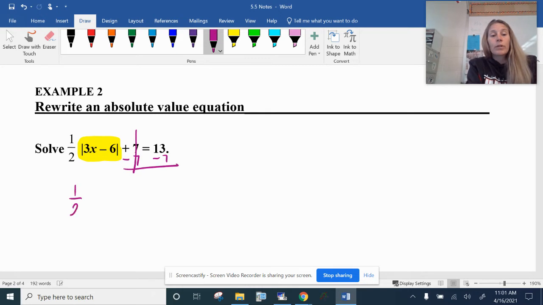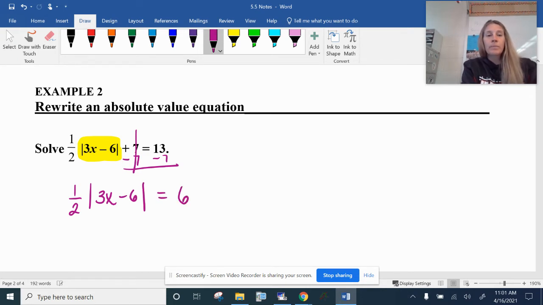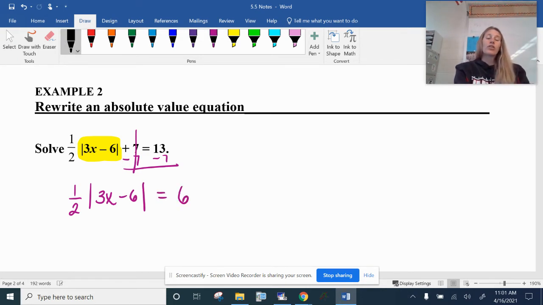So first thing I would do is do that addition or subtraction piece. So I'm going to subtract the 7, leaving me with a 6. Now, to get rid of this fraction, some people would instinctively want to distribute. But think about this for a minute. Would the guard want to go into the jail? No. So we're never going to distribute a number to an absolute value bar.